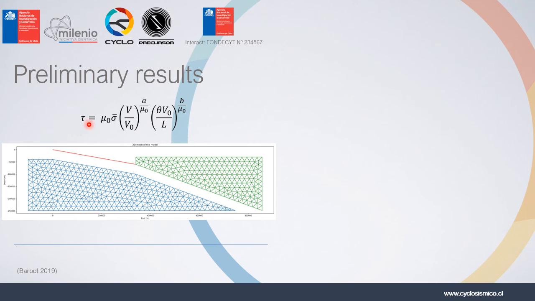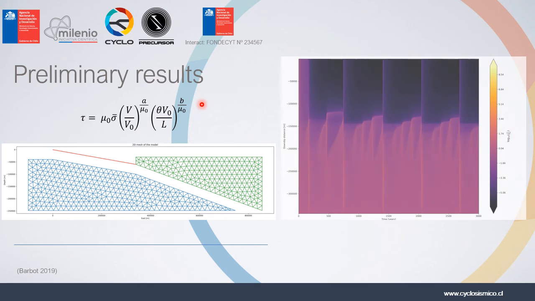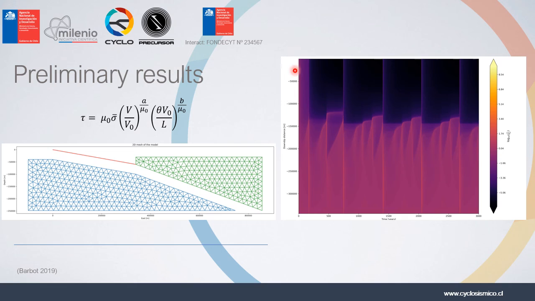have a shear stress related to some coefficient of friction, to some effective normal stress, on the velocity in the fault with respect to some reference value, and some adimensional parameters that actually are going to define how the fault will behave in time. So this is a result where we have the depth in the fault, the time of simulation, and the changes are representing changes in the velocity in the fault through time.